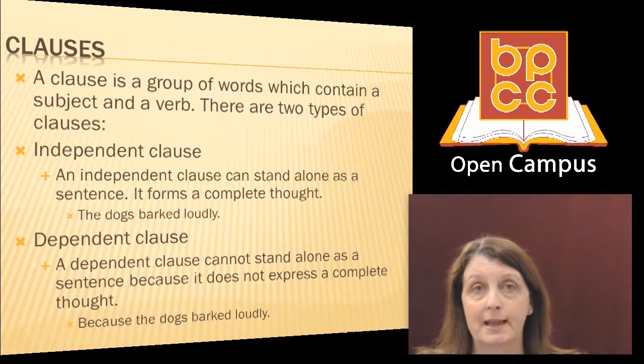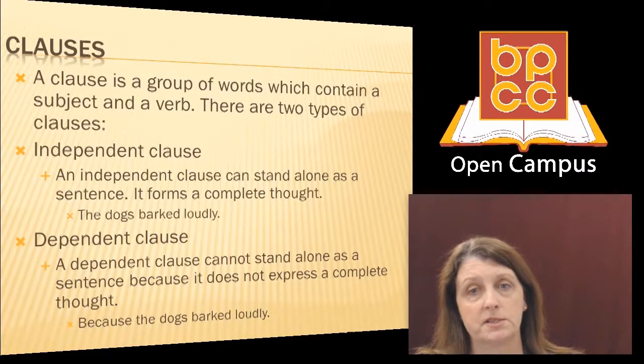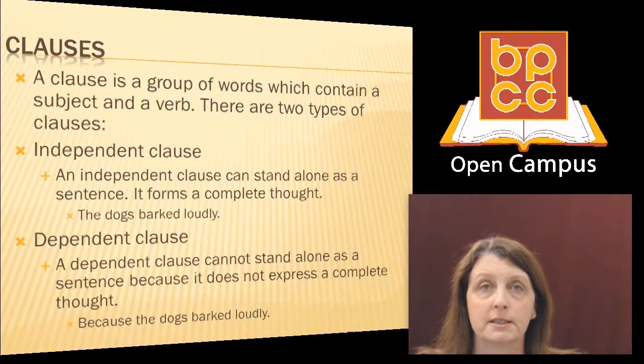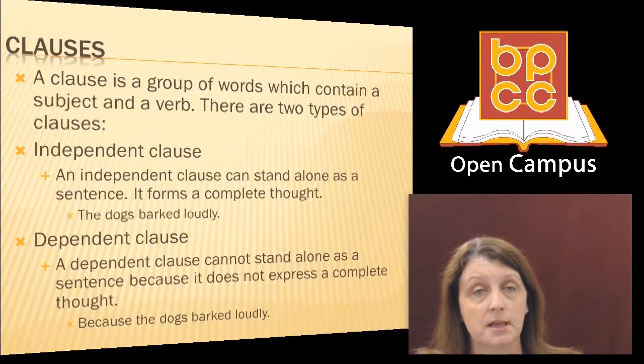The dogs barked loudly. A dependent clause cannot stand alone as a sentence because it does not express a complete thought. And here's a sample. Because the dogs barked loudly. In this sentence, we still have the subject, the dogs, and we still have barked. But it's not a sentence, it's a dependent clause because it does not express a complete thought.